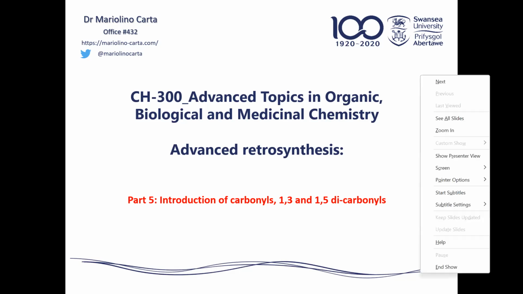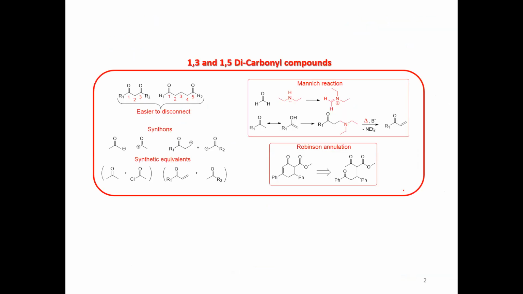If you look at the disconnection approach, there is a big part on this because it actually helps. These ones, the 1-3 and 1-5, are normally the ones which are considered the natural, the logical dicarbonyl relationship. We will see later the 1-2 and 1-4, which are considered illogical, but actually they're not that illogical if you know how to use them.